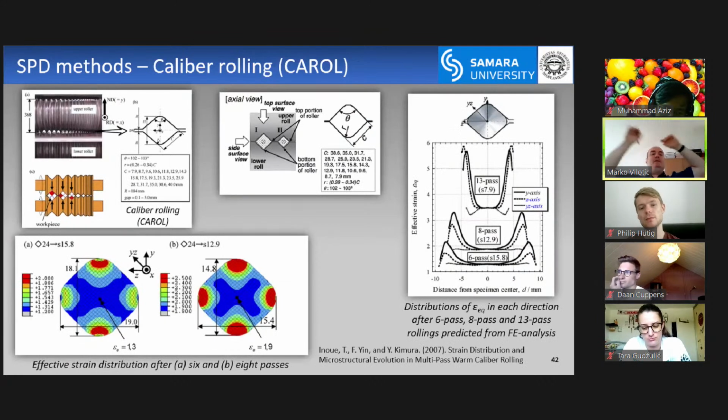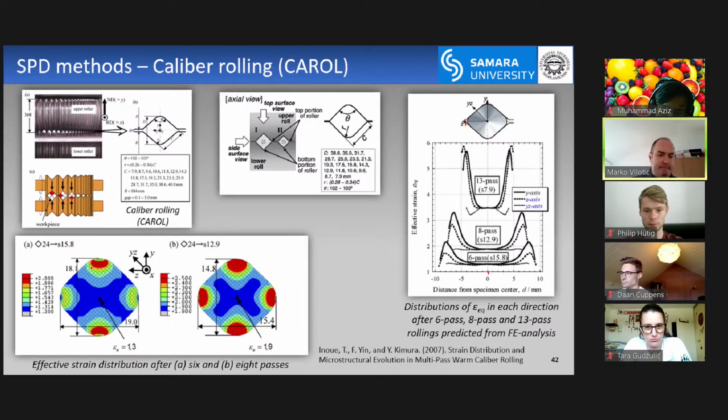And this method is called caliber rolling. The thing is just to put the sample through different calibers. So let's say first pass, this is the shape. In the second pass, the dimensions are smaller, and you do it many times. And you can see, for example, the distribution of effective strain. So this is the center of the sample. You can see the distribution in the sample depending on the pass.